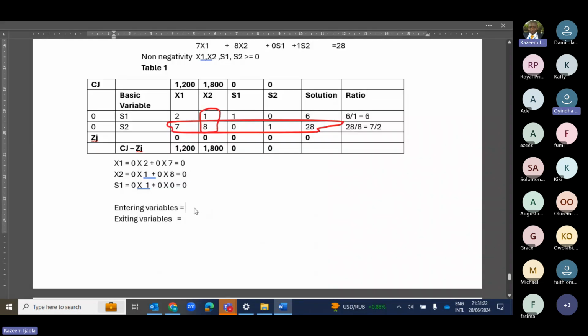Okay, so S2 is the entry variable. Please tell us your name. Oyindamola, not Ramon. Okay, which one is the exiting? Which one is entry? Entry variable is X2. Leaving variable is S2. You are correct, 100%. The leaving variable is the one that has the lowest here that you are removing, while the entering variable is the one that has the highest, which is 1/8. That's X2.